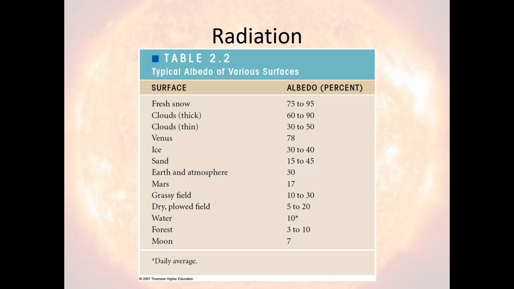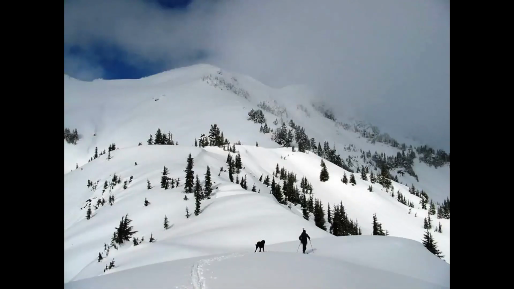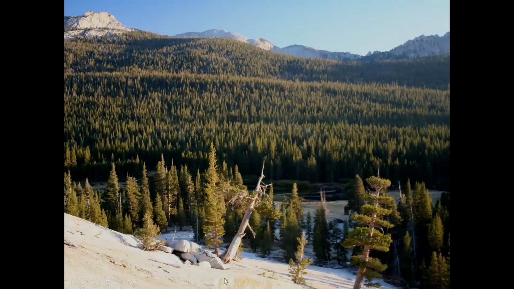Something like this, fresh snowfall. It's just brilliant, white, bright snowfall. This has high albedo. This is one of the reasons why when you go skiing, you want to wear sunscreen, because if you don't, your face is going to get burned from all that reflection that's hitting your face. On the other hand, with the exception of this little area here, most of this dense forest has lower albedos. It absorbs most of the radiation that hits it.